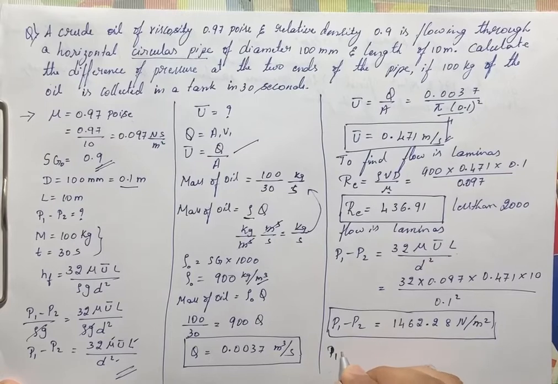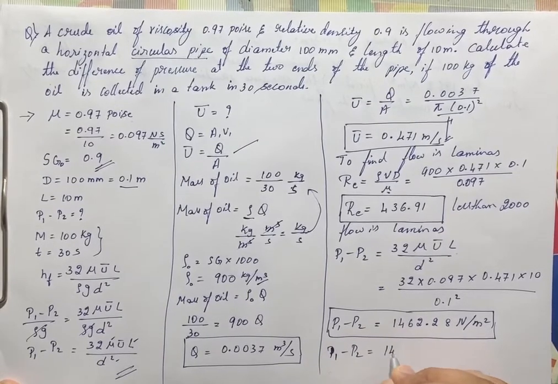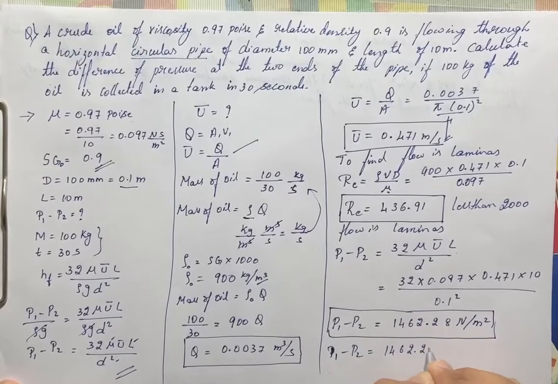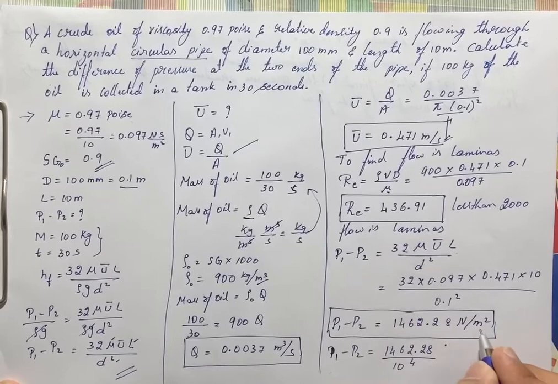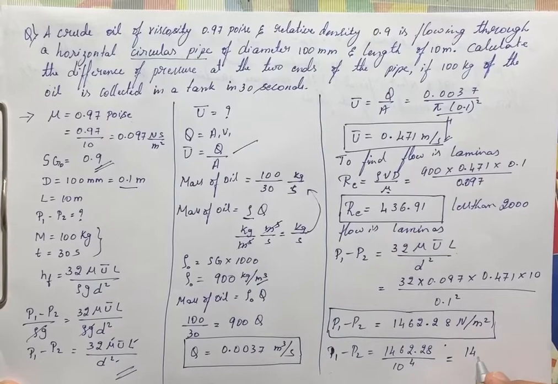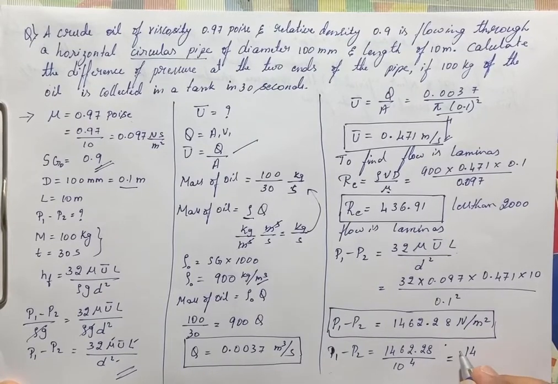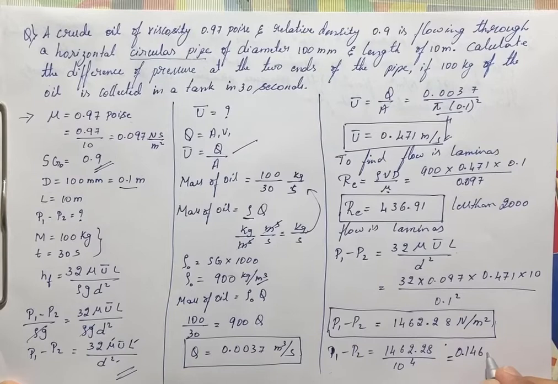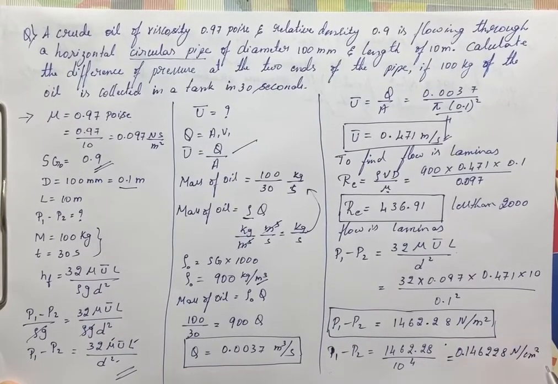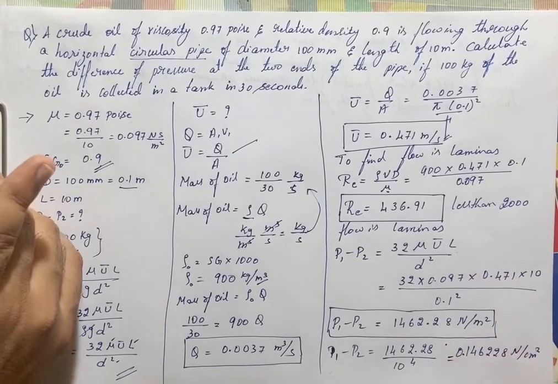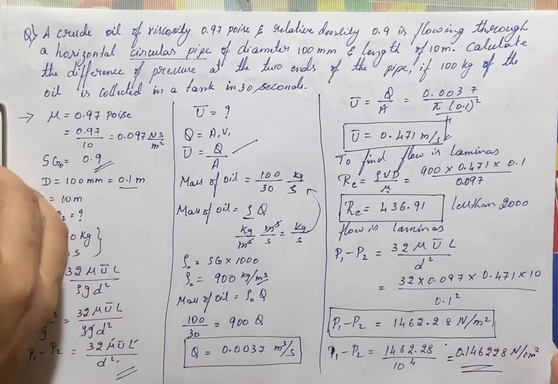Sorry, that is P1 minus P2 will be 1462.28 divided by 10 raised to 4, because meter square to centimeter square becomes 10 raised to 4, right? So I can write this as 0.14628 Newton per centimeter square, right? This is how we can solve the pressure difference between the pipe ends here. This is the final answer here.